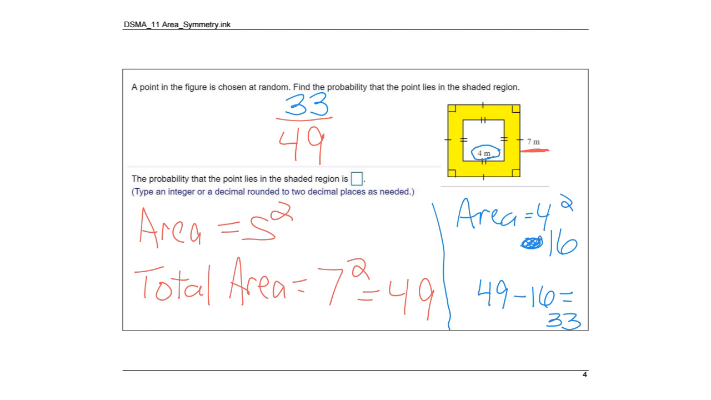And so the answer is going to be 33 over 49 would be the probability that, let's say we were throwing a dart, that if we threw a dart, it would land in the yellow shading.